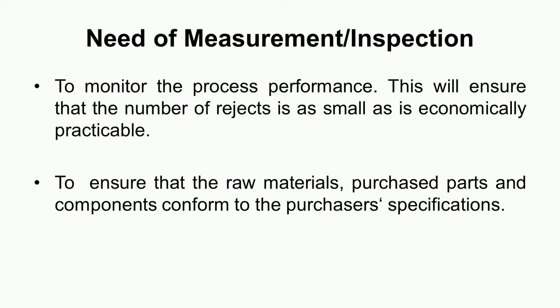Inspection is also needed to ensure that the raw materials, purchased parts and components conform to the purchaser's specification. Manufacturing industries place orders for various kinds of raw materials, for example steel, aluminum, etc., of different lengths and shapes. They also place orders for purchased parts like fasteners, electric motors, etc., and some components. Before we accept them, we should check whether they are as per our specifications, so that defective parts will not move to the assembly area or the manufacturing area.